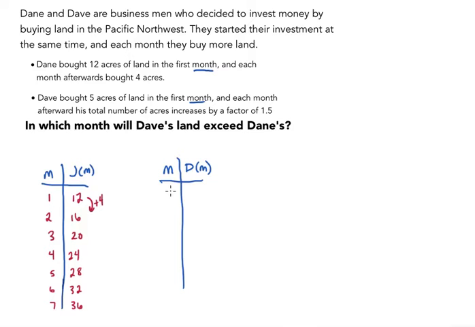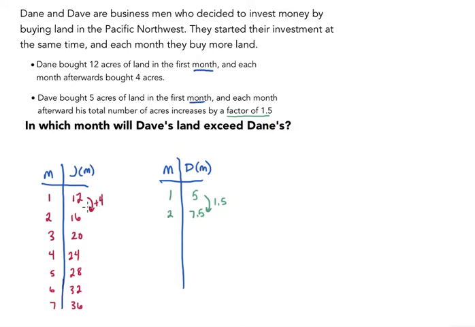Now, Dave, on the other hand, is changing at a different rate. It tells us that in his first month, he had 5 acres of land. But each month after that, his total number of acres is increasing by a factor of 1.5. Well, what does it mean by factor of 1.5? When we use the word factor, we're talking about multiplication. So we need to multiply Dave's by 1.5. And 5 times 1.5 is 7.5. So in his second month, he's up to 7.5 acres.